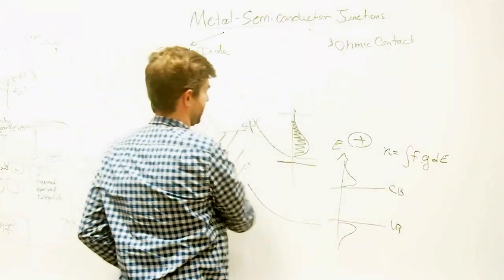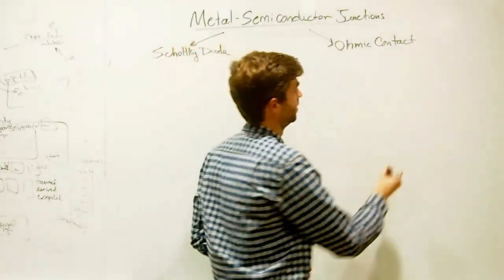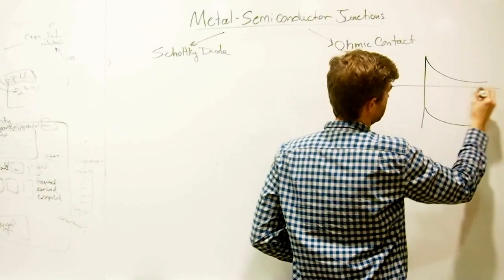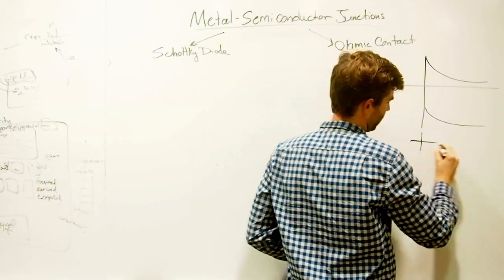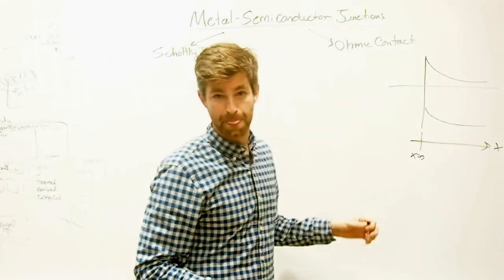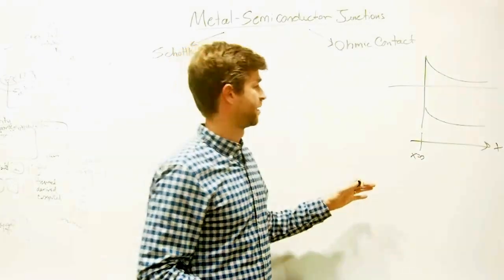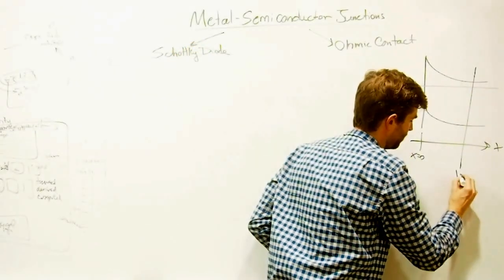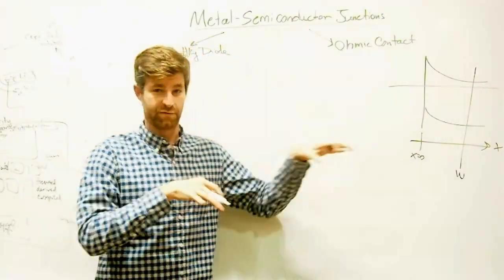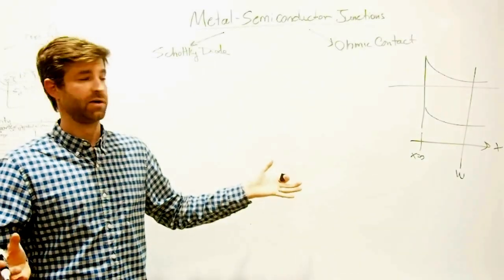So let's just define everything out here before we start deriving. Here's our metal semiconductor junction. We have put our x-axis here. x equals 0 is the actual interface between the metal and the semiconductor, and then x equals W is the length of the depletion width. After x equals W, the energy bands flatten out, our electric field goes to 0, and we're in the semiconductor bulk.